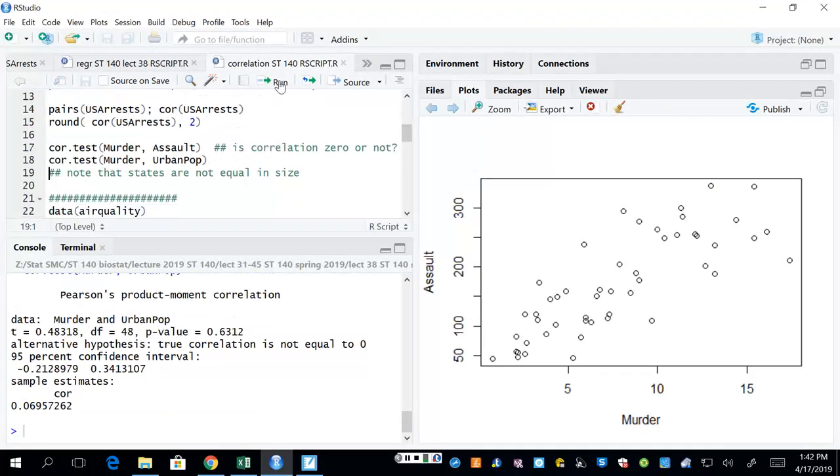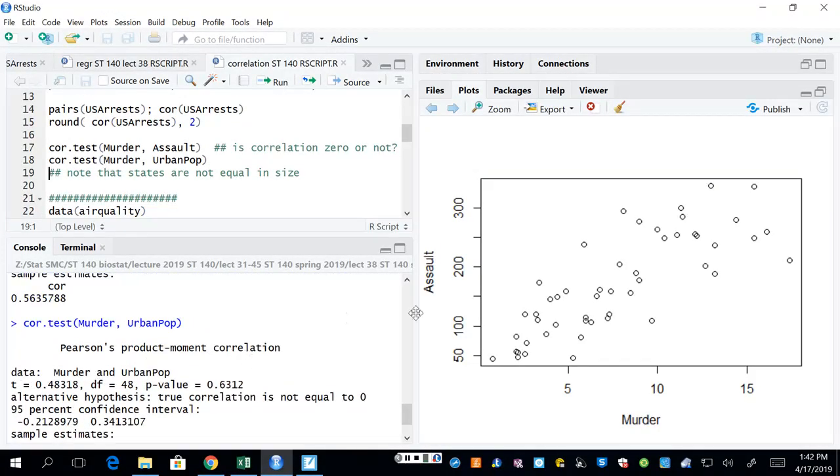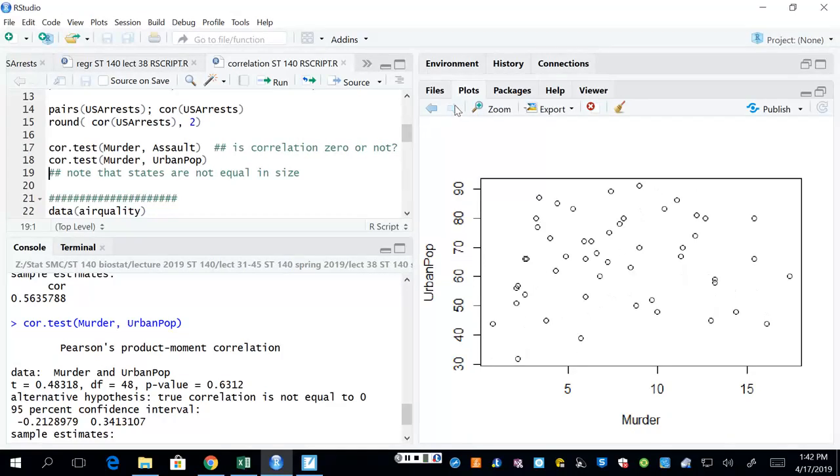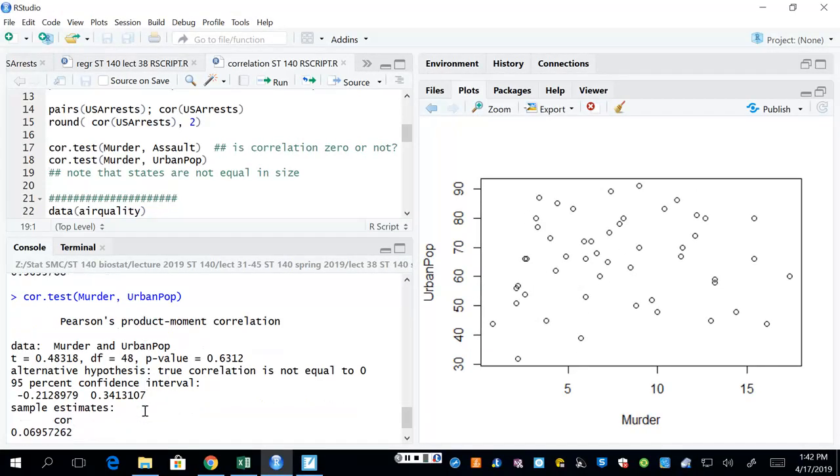Versus urban population, this picture: the estimate is 0.07, confidence interval negative 0.21 up to 0.34, t-value 0.048. That's not very extreme, and the p-value is not significant. So we have 50 points. There's a little non-zero correlation in the sample between urban population and murder rate, but it's not statistically significant if you're thinking about this as a sample of 50 points.